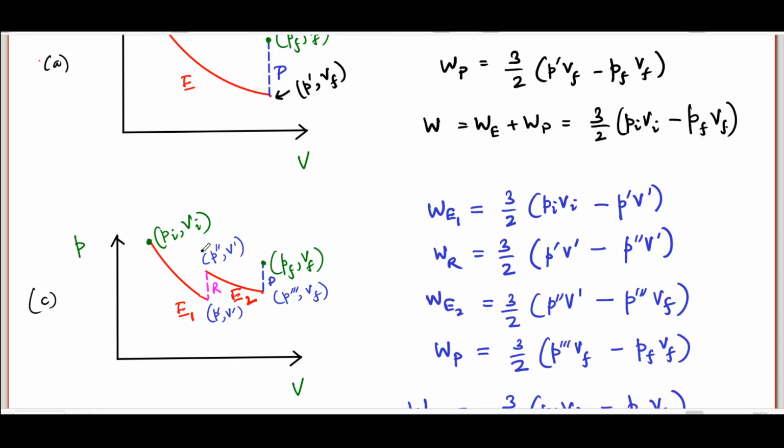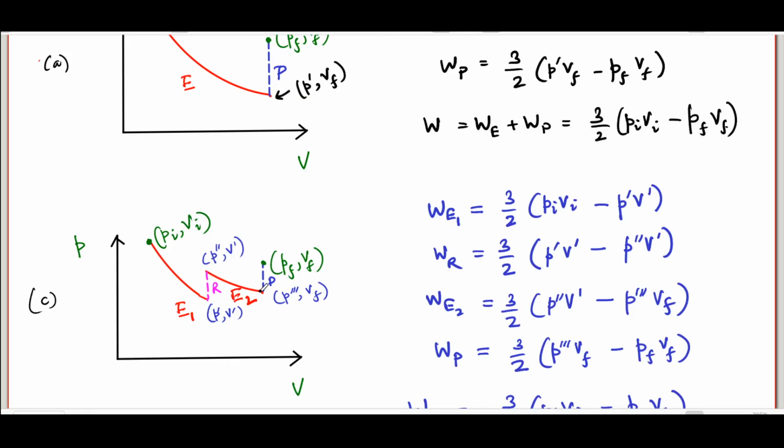So here, the work done in the expansion is simply 3 by 2 times initial PV minus final PV, Pi Vi minus P prime V prime. When you switch on the resistor, it's 3 by 2 into initial PV minus final PV. It's just that here the V is throughout constant. So P prime V prime minus P double prime V prime.